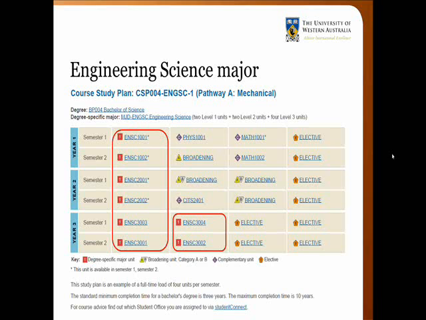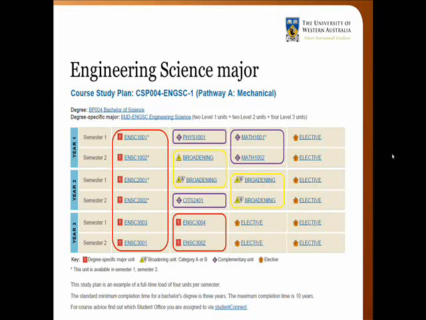So, these units are the degree-specific major units that must be completed to get this major. If you look in semester 1 and 2 of year 1, you'll see ENSC 1001 and 1002. You need to enroll in these 2 units this year. Additionally, there is a broadening unit in semester 2 of year 1, so you'll need to select one of those as well, and you can see all of the rest of the broadening units that you'll need to do in those 3 years.